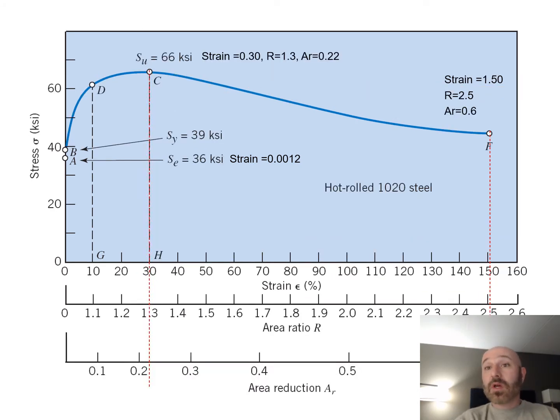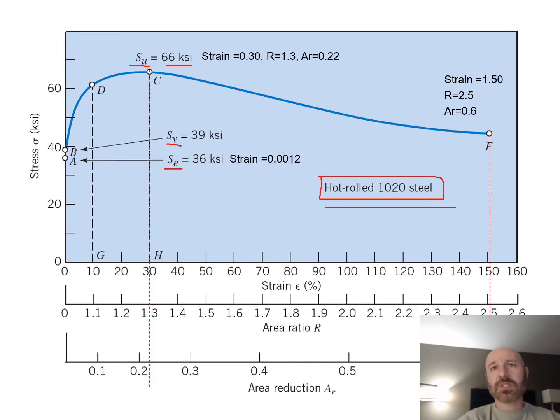So what we have here is a stress strain curve for our hot roll 1020 steel. This could be any type of material, but for this example, we're just going to look at 1020 steel. And we look at this here and we see we have our information. We have our elastic limit of 36 KSI. We have our yield strength of 39 KSI, and our ultimate strength up here of 66 KSI.